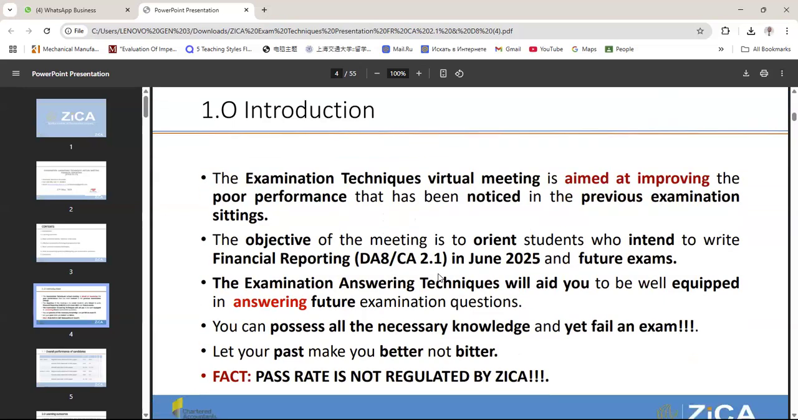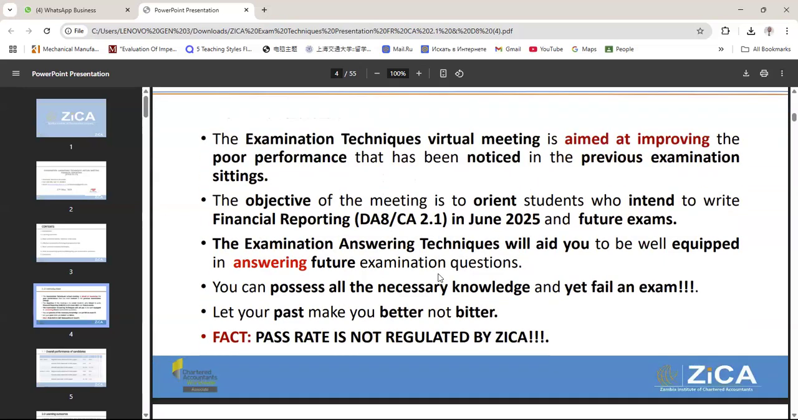Of course, you can have knowledge, but you are going to fail the exam. Why? Because of poor examination techniques. Hence, this workshop is very, very important, and I wish to encourage you that you must ensure that you pay particular attention as we'll be interacting through this presentation.